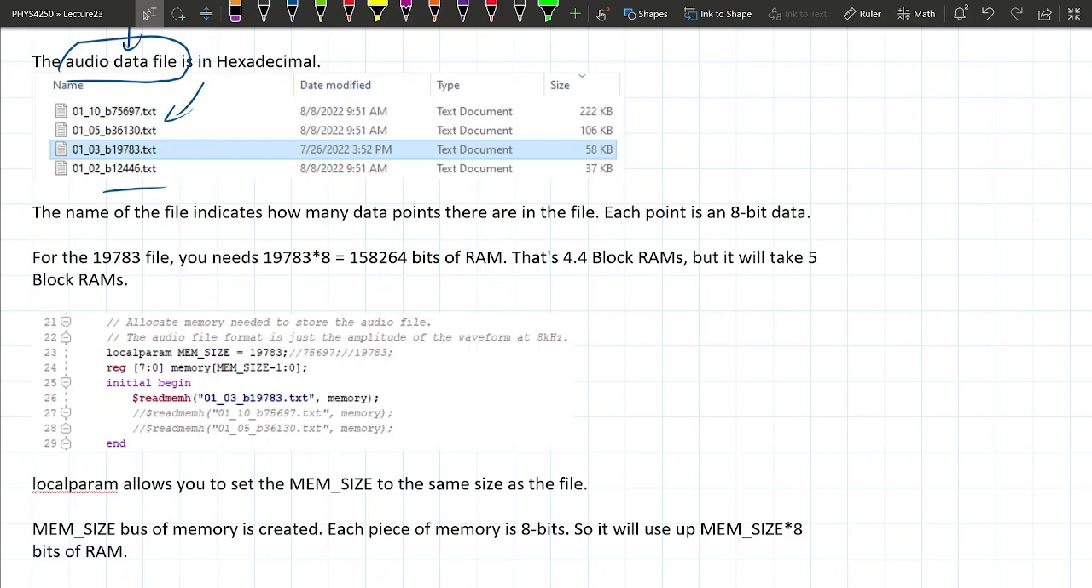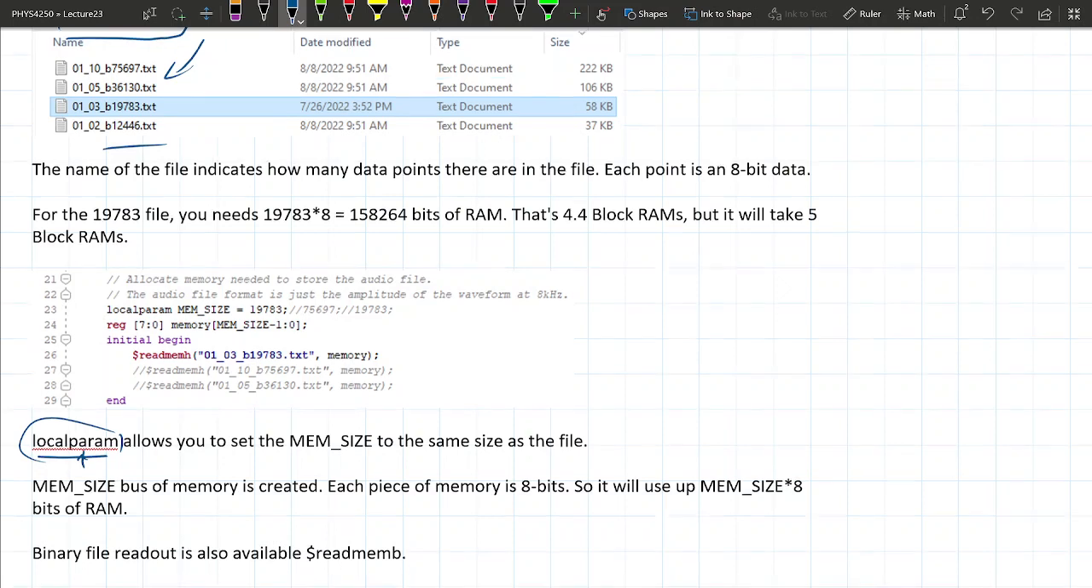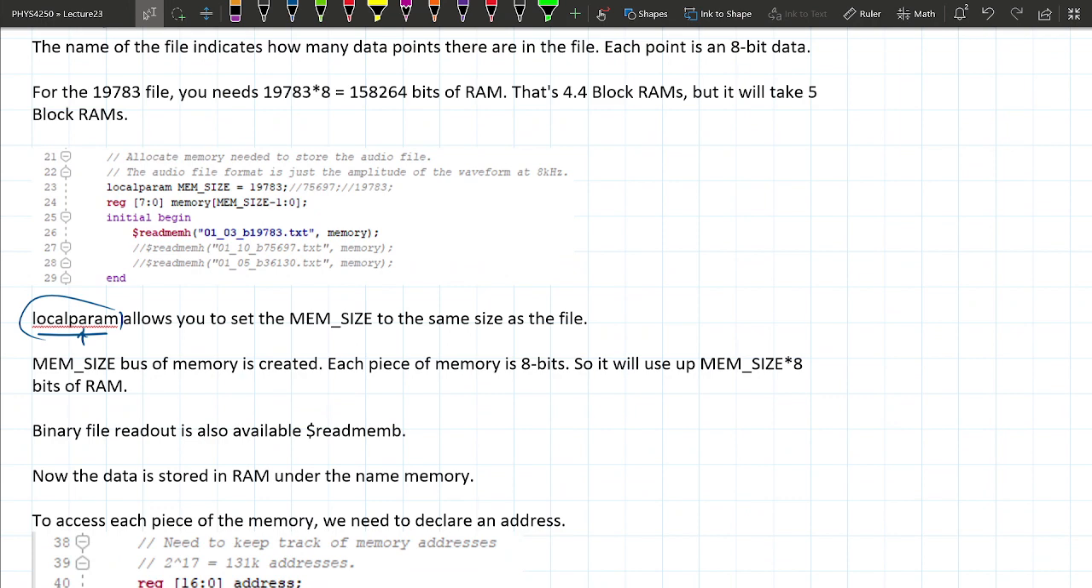Okay. And we'll also introduce this idea called local params, which is a nice little thing where, whenever you say mem size, it'll just replace that variable with 19783. So you don't have to remember what that number is all the time, because if you type 19782, your code's not going to work because you're missing one bit of your information. Actually, it's 1 byte because it's 8 bits.